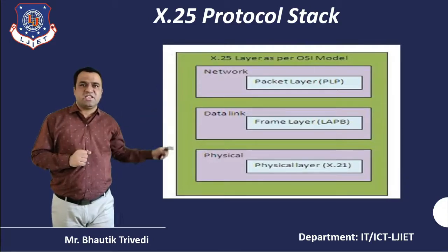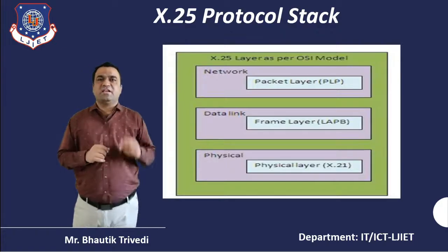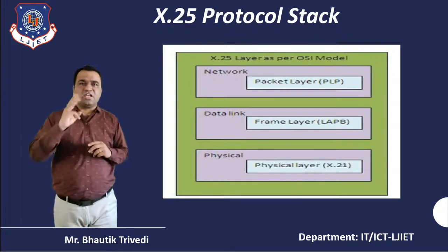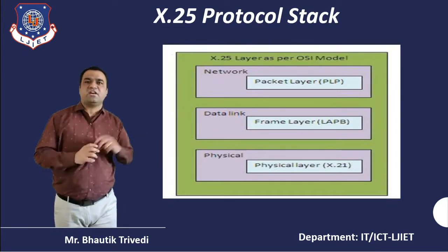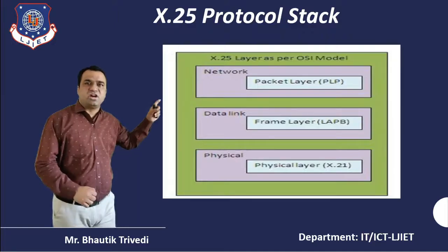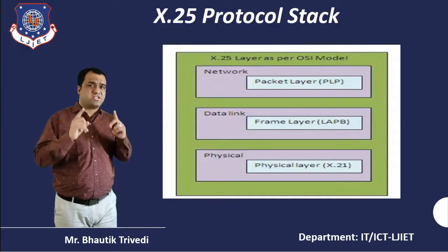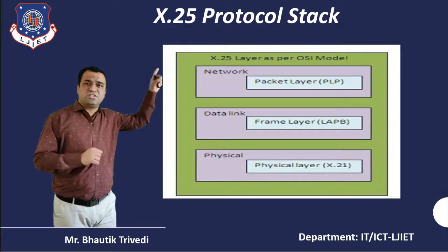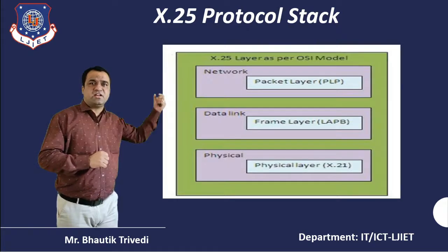Whenever you talk about the X25 protocol stack, that is generally divided into three layers. First one is known as the physical layer. Second one is known as the data link layer. And third one is known as the network layer. Again I repeat, you must remember the names. This is the X25 protocol stack: physical, data link, network.